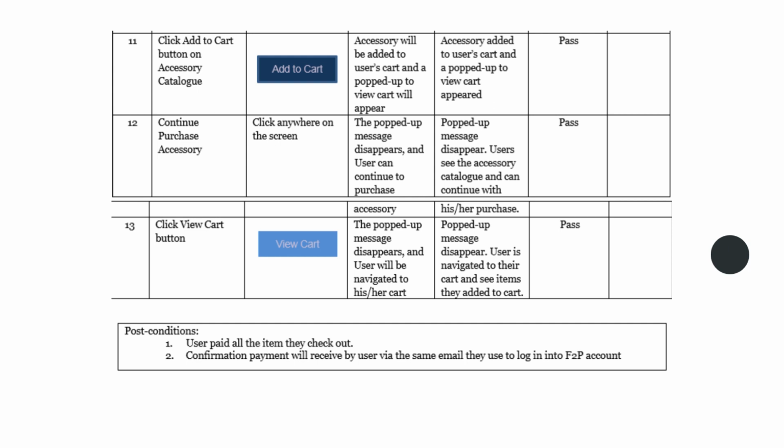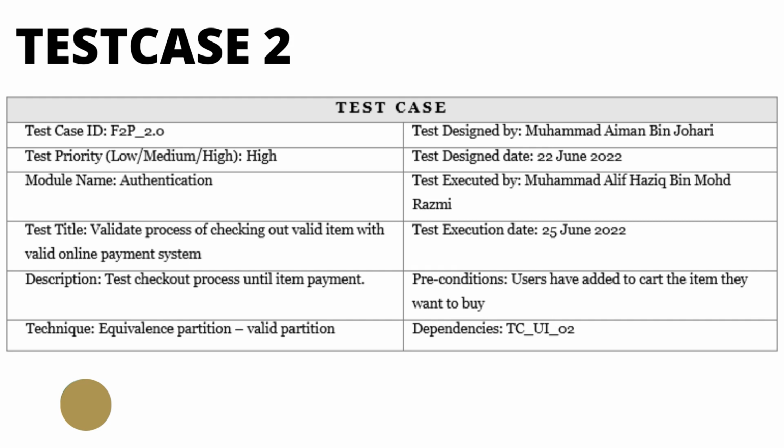For the post condition, user will pay all the item they check out, and confirmation payment will be received by user via the same email they used to log in into F2P account. Okay, next we move to test case 2. The test title is Validate Process of Checking Out Valid Item with Valid Online Payment System.